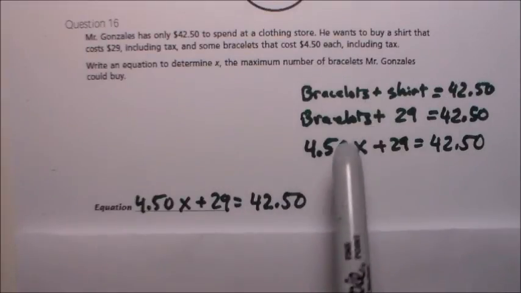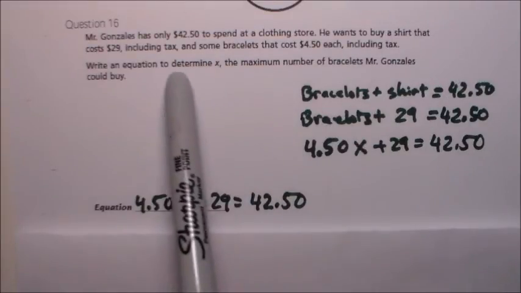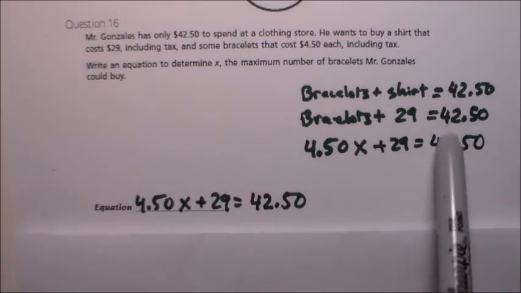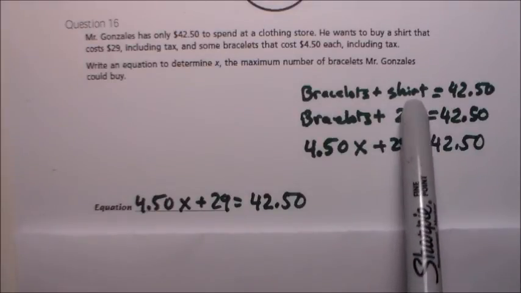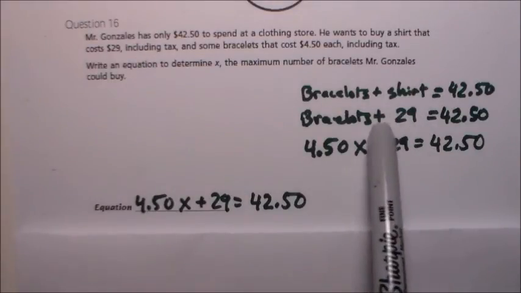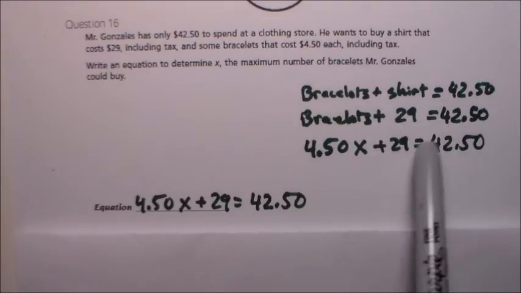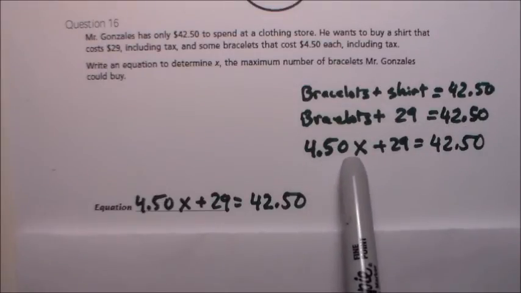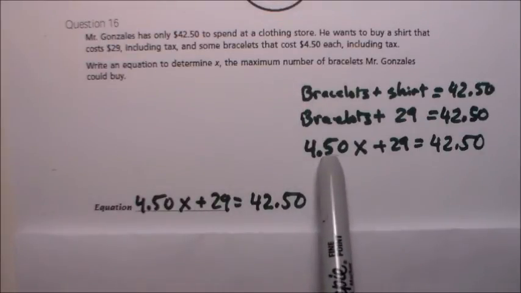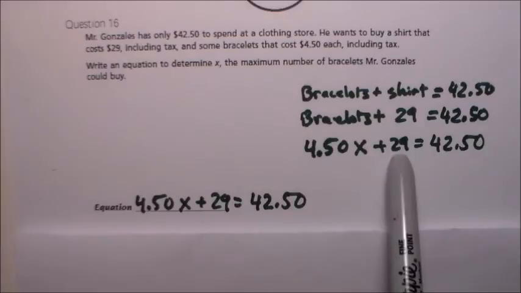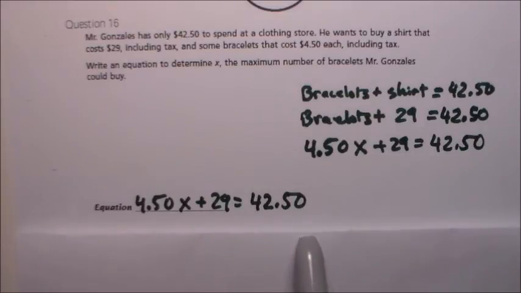If it said inequality, we'd use the greater than or less than signs, but it says equation, so that means we're using the equal sign. Bracelets plus shirt equals $42.50. Bracelets plus $29 for the shirt, because the shirt costs $29. Bracelets plus 29 equals $42.50, and bracelets are $4.50 times X, the number of bracelets. So X is the number of bracelets, each costs $4.50, so $4.50X plus 29 equals $42.50.